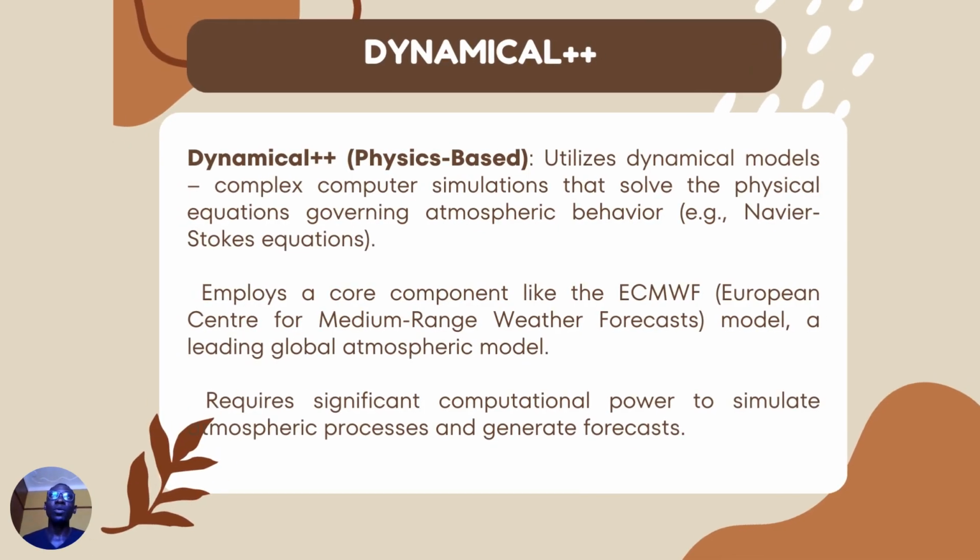For dynamical plus plus, what is it? Dynamical is physics based and it utilizes dynamic models, complex computing simulations that solve the physical equations governing atmospheric behavior, for example the Navier-Stokes equation. This uses partial differentiation. Dynamical also employs a core component like the European Center model, which is a leading global atmospheric model. It requires significant computation power to simulate the atmospheric process and generate forecasts.